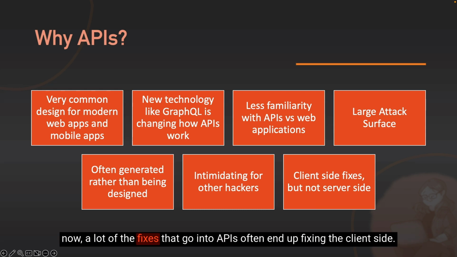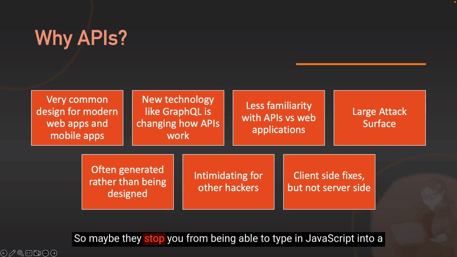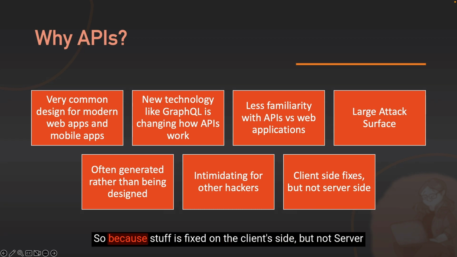Now, a lot of the fixes that go into APIs often end up fixing the client side. So maybe they stop you from being able to type JavaScript into a box, but they don't actually stop the API from processing that input. Because stuff is fixed on the client side but not server side, it initially looks like the vulnerability doesn't work. But when you actually look at it, it hasn't actually been fixed.